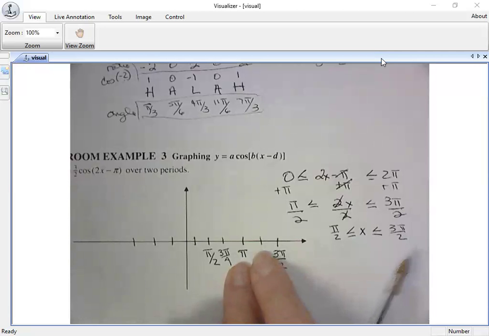Where will I be in between pi and 3 pi over 2? Say it again. Okay, I got a vote for 5 pi over 4. Do y'all agree?